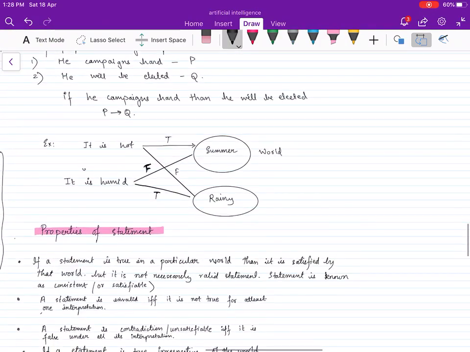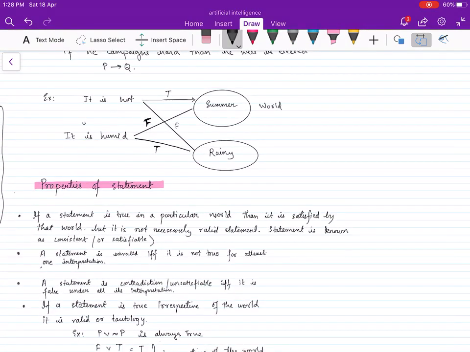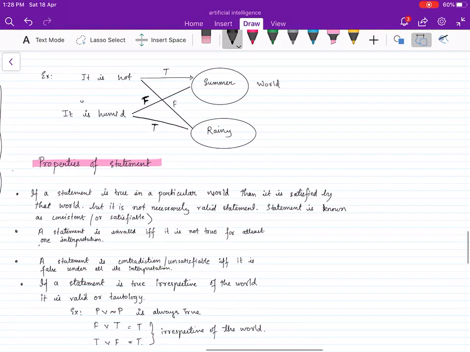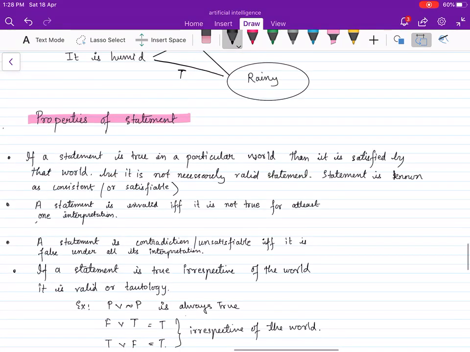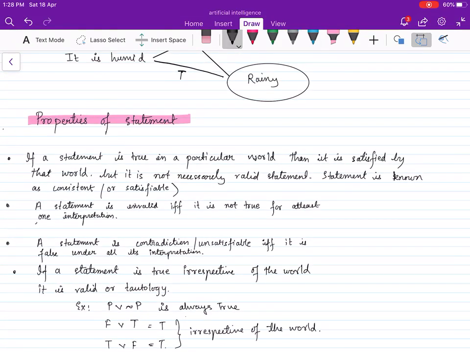What are the properties of a statement? If a statement is true in a particular world, then it is satisfied by that world. But if it is not necessarily valid, the statement is known as contingent or satisfiable. A statement is invalid if and only if it is not true for at least one interpretation. A statement is known as a contradiction or unsatisfiable if and only if it is false under all its interpretations. If a statement is true irrespective of the world, it is valid or a tautology.